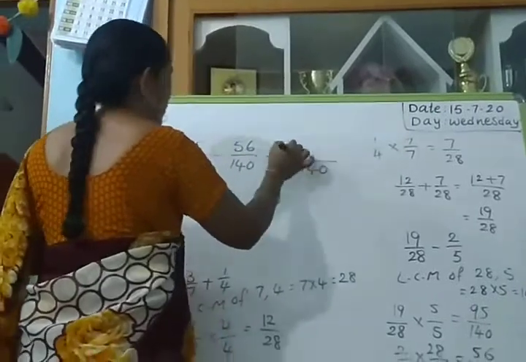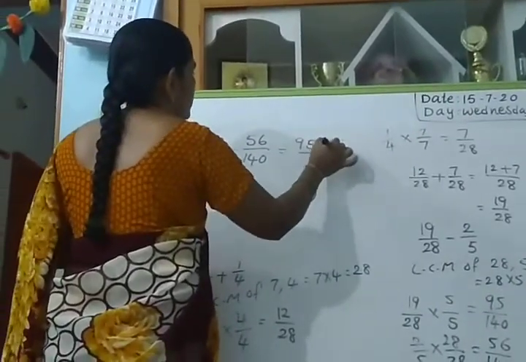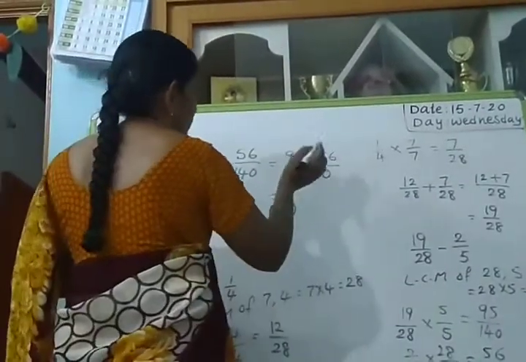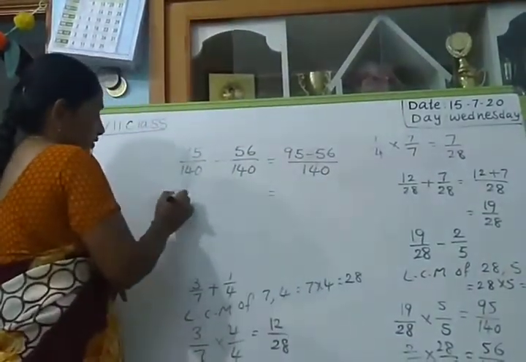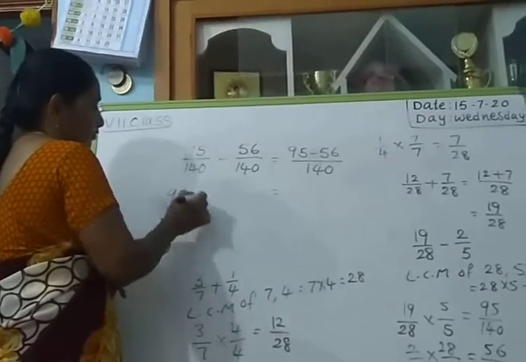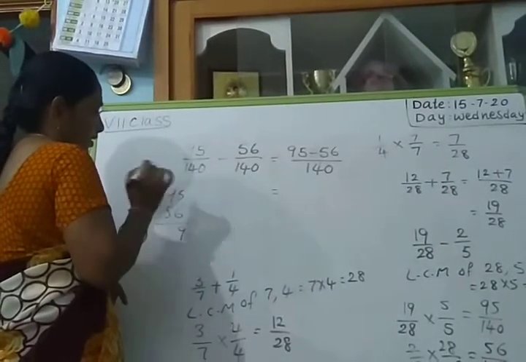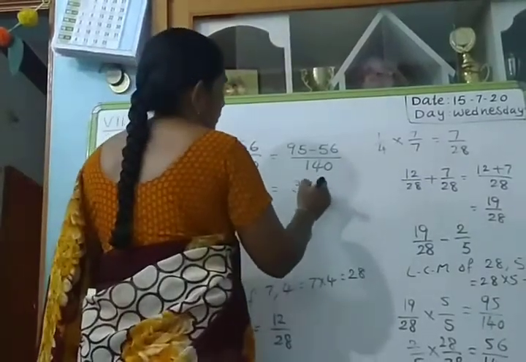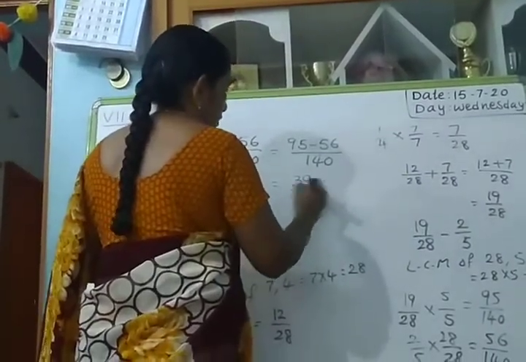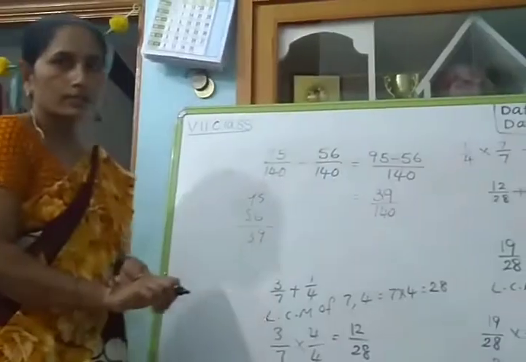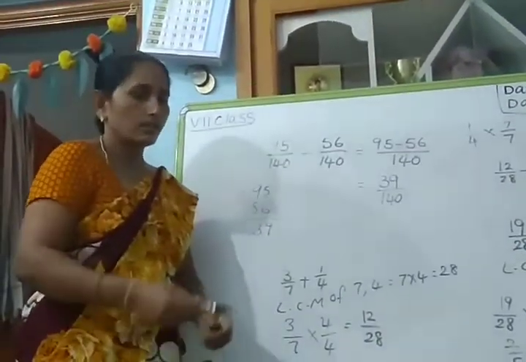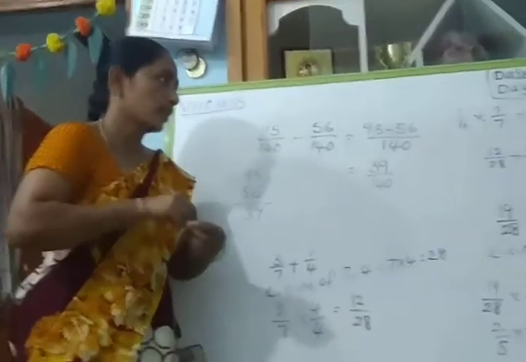So we have to subtract only the numerators. 95 minus 56, how much will we get? 15 minus 6, 9. 8 minus 5, 3. 39 by 140 is the answer. Like this we have to do addition and subtraction of fractions, like fractions.